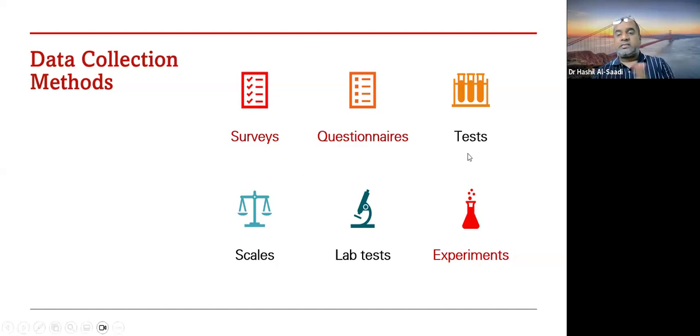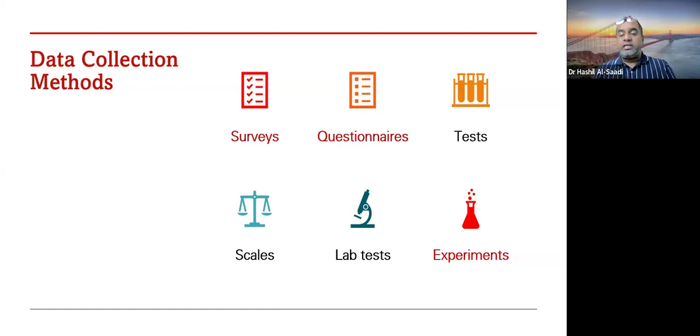You can also do tests. You can use scales, like agree, disagree scales, remember? Like in your questionnaires, you can have scales. And you can do lab tests, of course, and of course, experiments. And these experiments can be in social sciences, like in education. Okay, that's kind of experiments when you have intervention, pre-test and post-test, and then intervention in the middle, and so on. You see the impact of your new intervention.